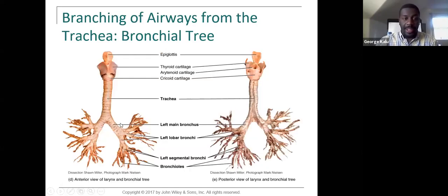And this is what it would look like if you were to pull the entire bronchial tree out of the body. Here you see the thyroid cartilage of the larynx, the epiglottis up here, and this is a posterior view too.